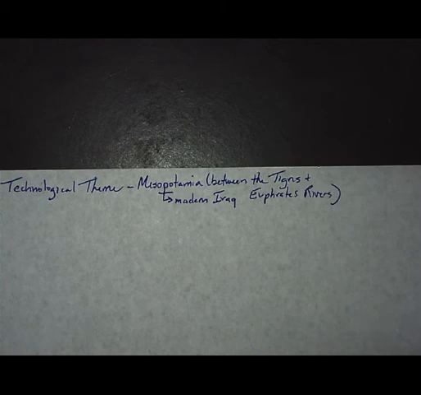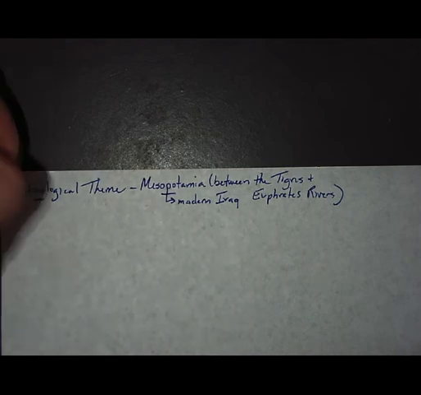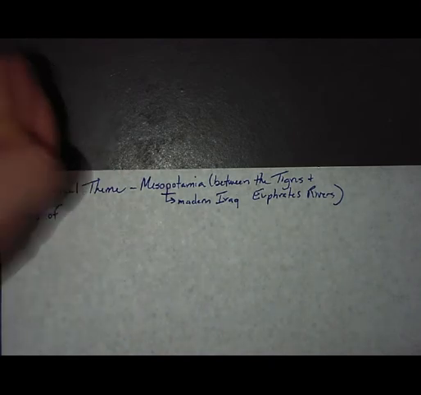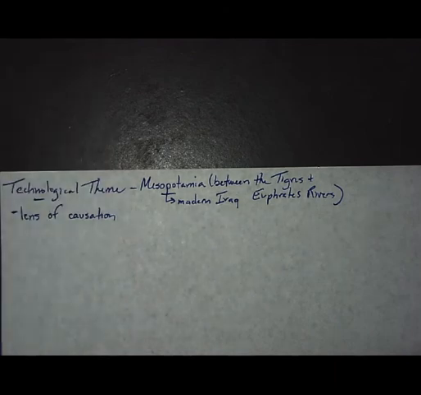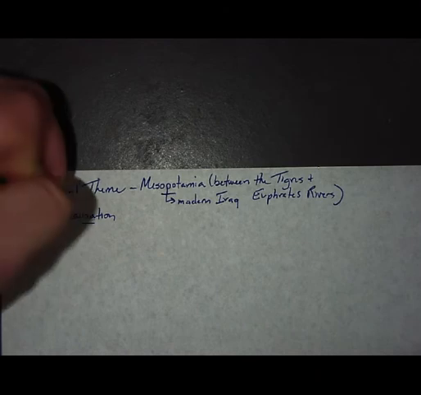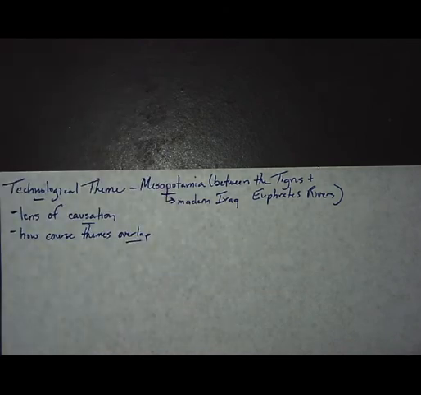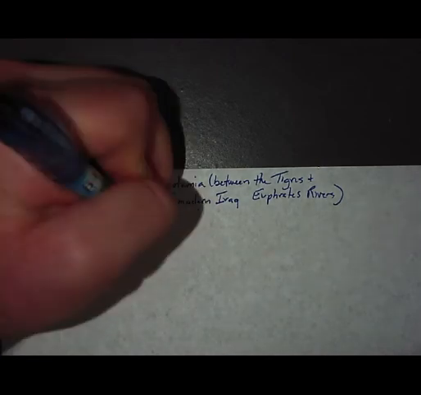But we've already kind of looked at this area, and we'll be spending a lot of time in Southwest Asia as we go through the course. But what I wanted to do today is to think about two ways that historians might look at this technological theme. One way that we would look at this is through the lens of causation. So we're going to be looking at a lot of effects today in this video. And I also want us to think about how the course themes overlap with each other. So what we're going to see today is how this technological theme is going to overlap with other themes.